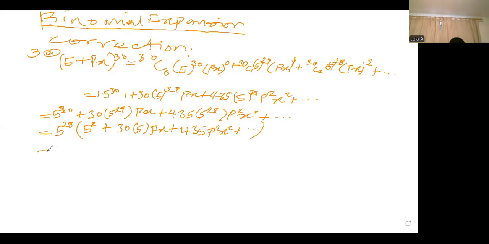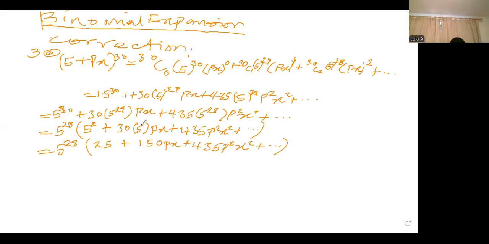So the next line, we have 5 raised to power 28 into 25 plus 150, I think. Yes, 150 px plus 435 p squared s squared plus and so on. So you have simplified. So you can leave your answer this way. And that is what I expect you to do. So you have found the first 3 terms. So it will now be easy for us to use this in question B.